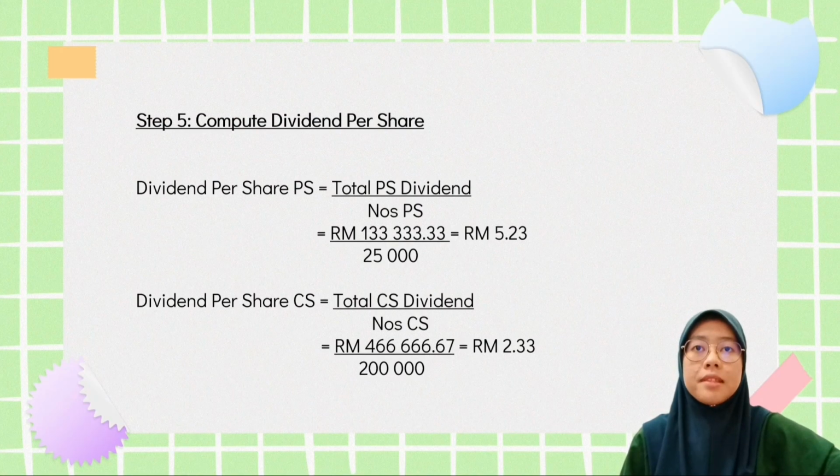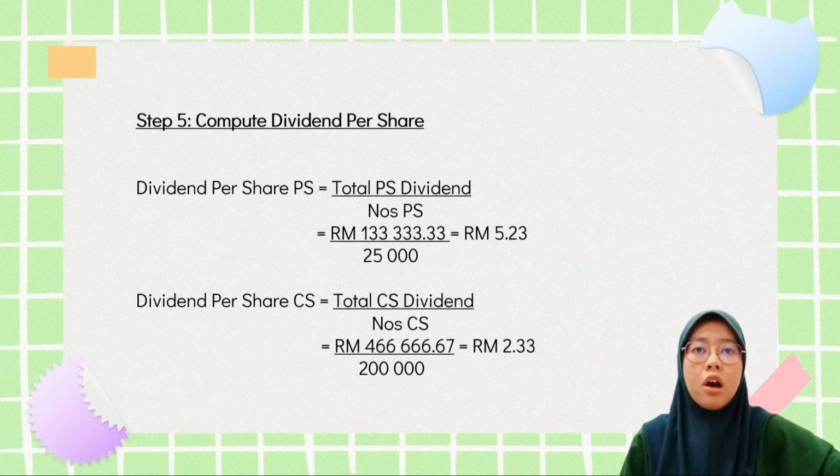For the last step, step 5, we will compute the dividend per share as the question wants. For dividend per share of preferred shares, the formula is total preferred shares dividend divided by number of stocks for preferred shares. So, 133,333 ringgit 33 sen divided by 25,000, and you will get a dividend per share of 5 ringgit and 23 cents for preferred shares.